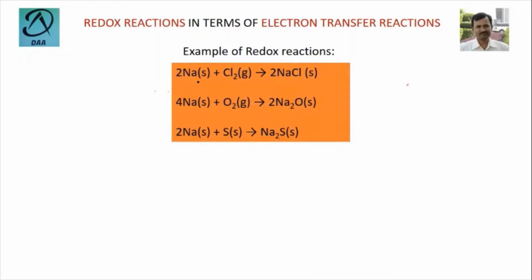These are the reactions. Sodium reacts with chlorine gas to form sodium chloride. Again, sodium reacts with oxygen gas to form sodium oxide. And another reaction is sodium reacts with sulfur to form sodium sulfide. These are all redox reactions, as we understood from the previous class number 201.